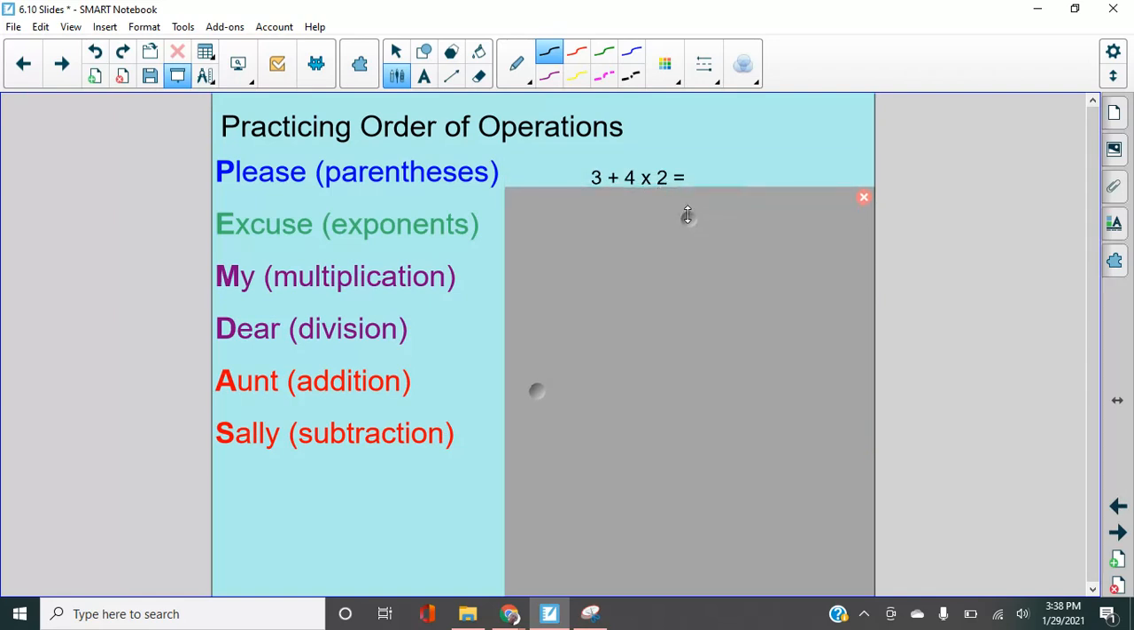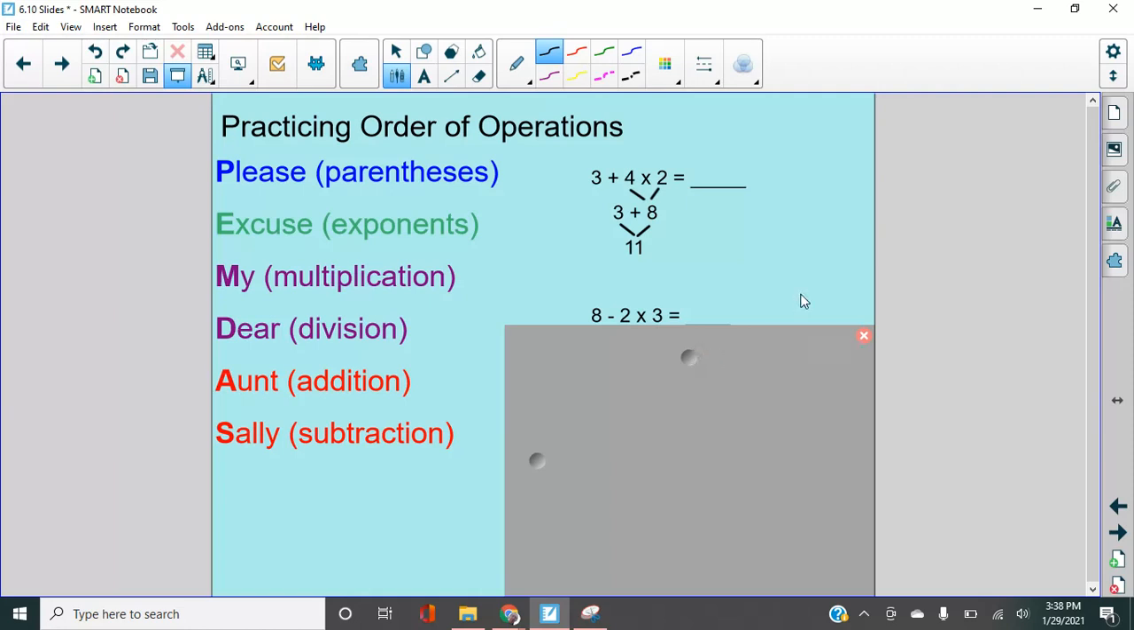3 plus 4 times 2. Are we going to add first or multiply first? Multiply first, right? See multiply? It's right here in that part. All multiplying and dividing comes before adding or subtracting. So that equals 8. And the whole thing then, when you add 3 more, equals 11.